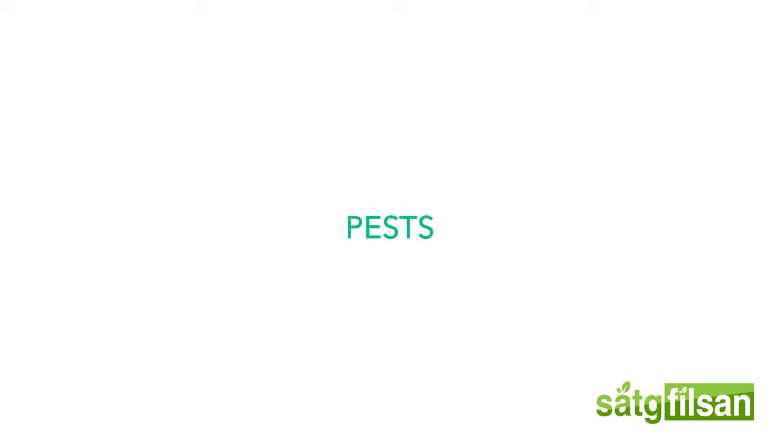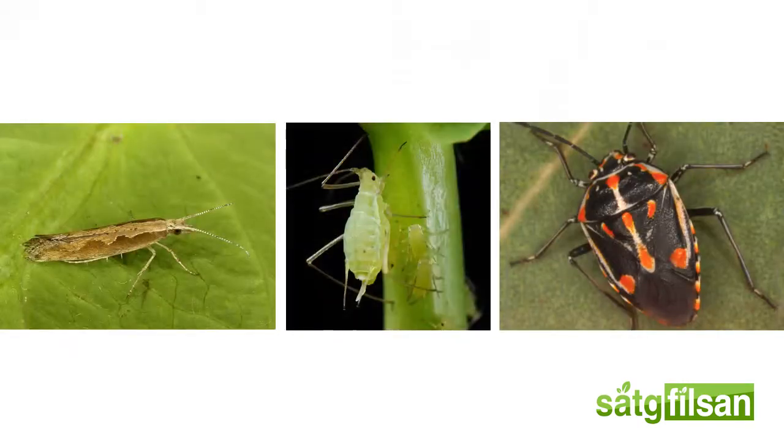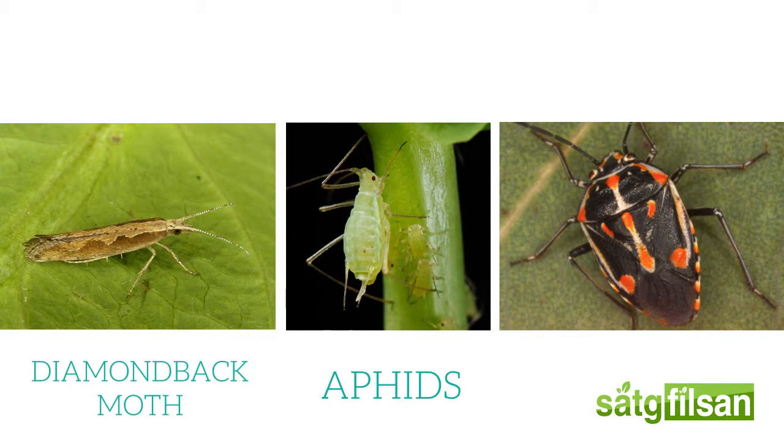Pests. There are several pests that often attack cabbage plants. The most common of these pests are aphids, diamondback moths, and Bagrada bugs.